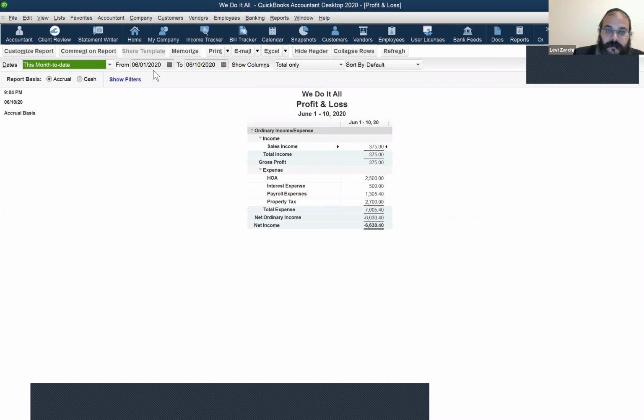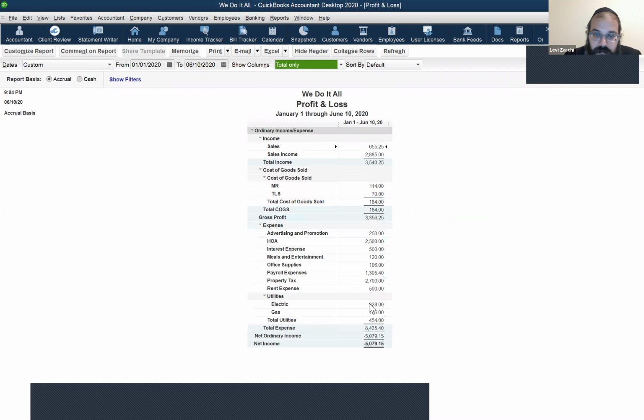Not 6-1, we have to go back to a Y, which is the year. Let's look at our rent expense. Our rent expense is only $500. And our office supplies is only 106, is it? Not 126, it's 106. Right, 177 minus 71 is 106.